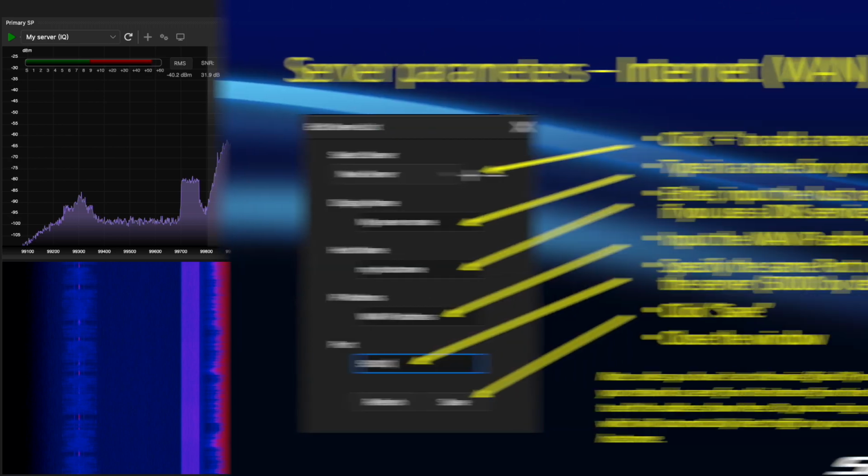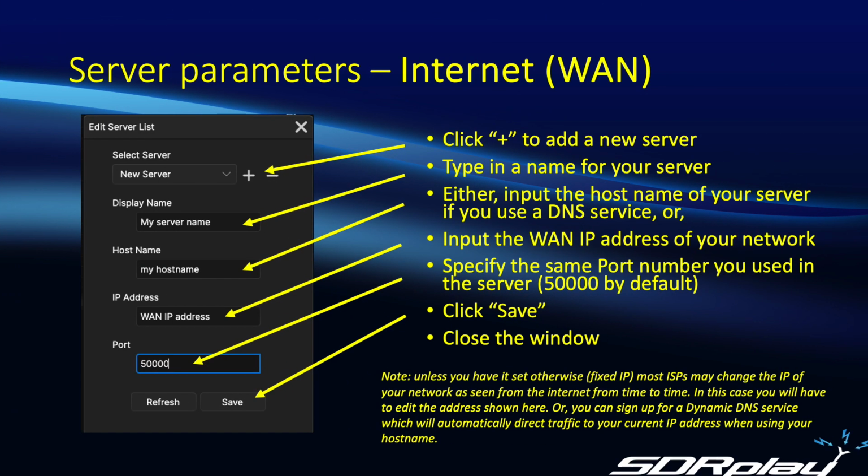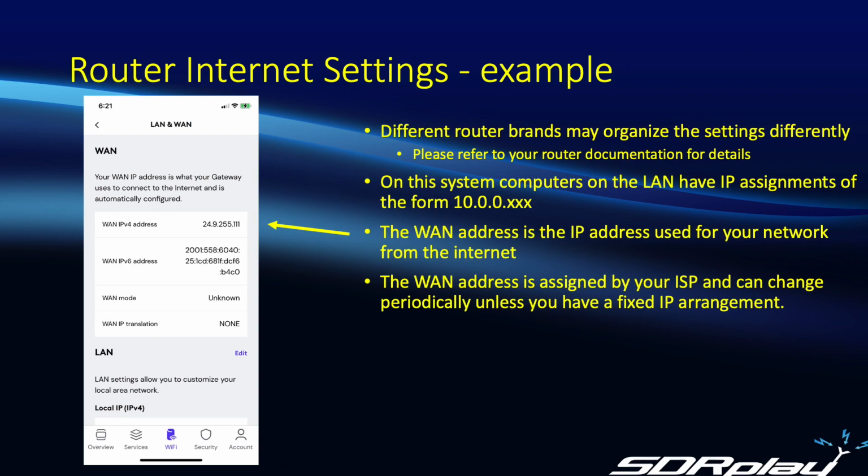So here's a summary of the settings you need to make when you wish to connect to your server from the internet. Once again, this information can be found in the PDF app note, which is linked to in the description of this video. And here is an example of what you're looking for if you try to go to your router settings to find your WAN IP address. My router is from Infinity, and the settings are accessed via an app. Some routers have web page access, but you're looking for that WAN IP address if you wish to specify that manually.